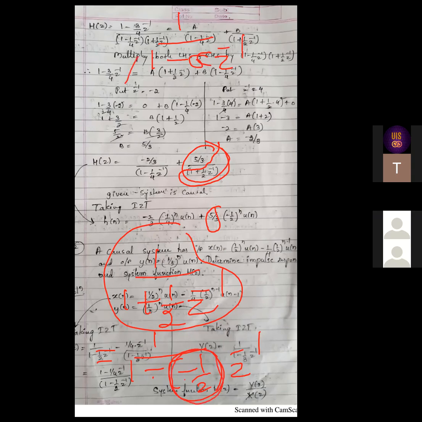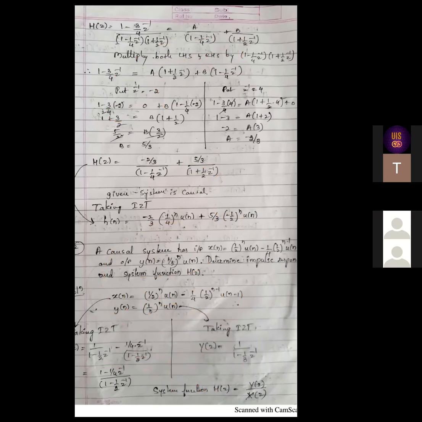For this, the sequence is alpha raised to n. So what is alpha? Minus 1 by 2. So it is minus 1 by 2 raised to n. And as the system is causal, multiply it with u of n. So in the first part, we have applied the z transform. In the second part, we have applied the inverse z transform and we have found h of n. So in this way, we have calculated the impulse response h of n.